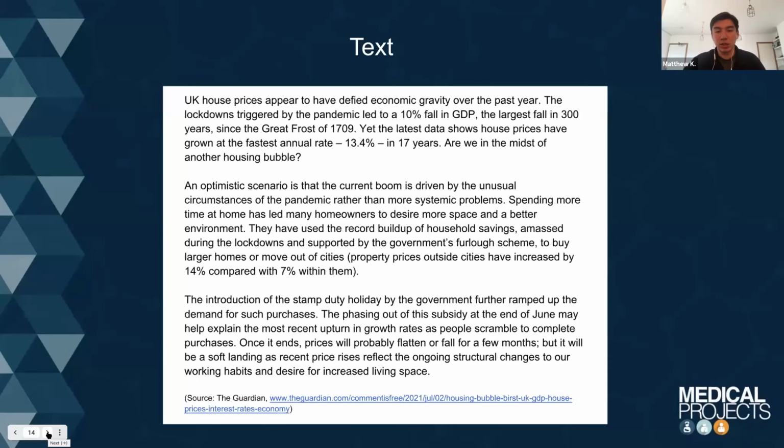Property prices outside cities have increased by 14% compared with 7% within them. The introduction of the stamp duty holiday by the government further ramped up the demand for such purchases. Phasing out of this subsidy at the end of June may help explain the most recent upturn in growth rates as people scramble to complete purchases. Once it ends, prices will probably flatten or fall for a few months, but it will be a soft landing as recent price rises reflect the ongoing structural changes to our working habits and desire for increased living space.